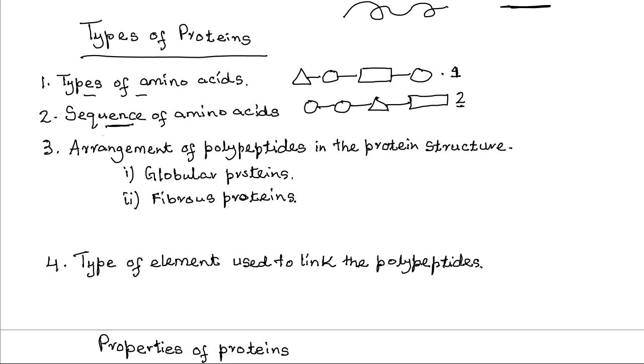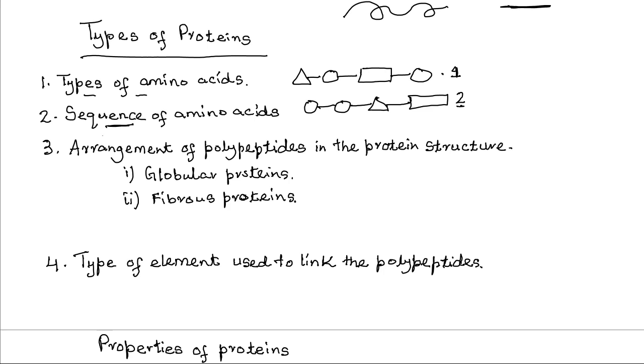So the difference in the sequence will provide specific properties and uniqueness to that particular polypeptide, and hence will also affect the properties of the protein. So the sequence of the amino acids in the chain also matters. The third feature that determines the type of proteins is the arrangement of polypeptides in the protein structure.